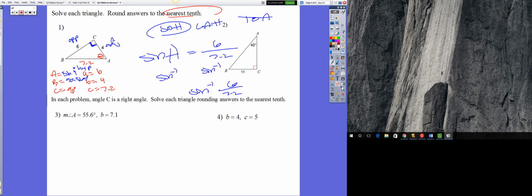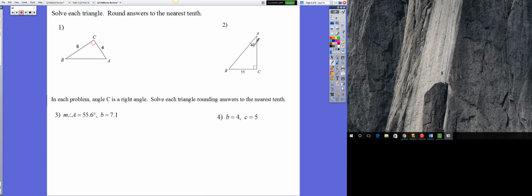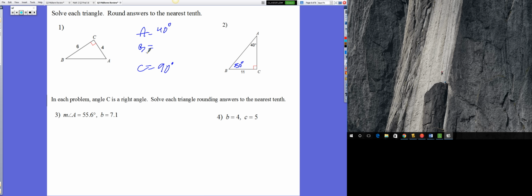So once you find one angle, the other one's pretty easy. Look at this guy right here. This is 90, this is 40. That means this has to be 50, because 50 and 40 is 90, and 90 and 90 is 180. So that's pretty easy. So on number 2, we know all the angles. C is 90, A is 40, B is 50.